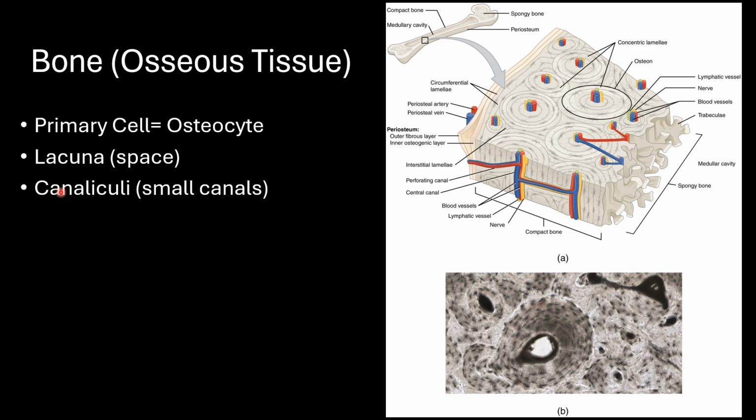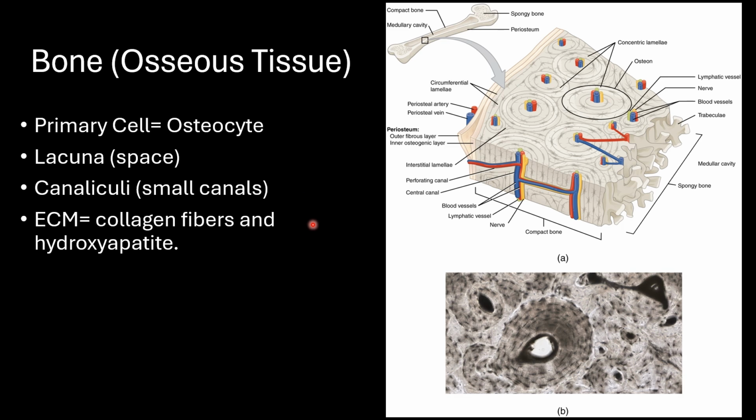Note that they have canaliculi, which are these small canals that are radiating around them and through them so they can communicate to other cells. Now the ECM in this case, the extracellular matrix, is comprised of collagen fibers that are surrounded and embedded in hydroxyapatite, which is the strong mineralized substance. It's fairly organized, and thus with this diagram, we have a lot of terminology. We're just going to identify a few different things.